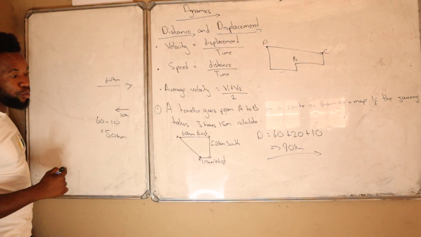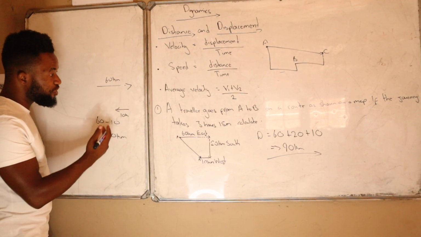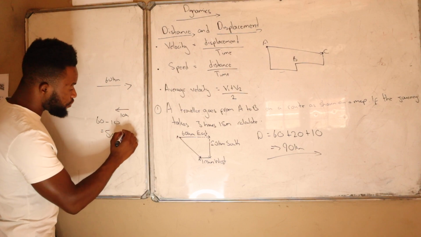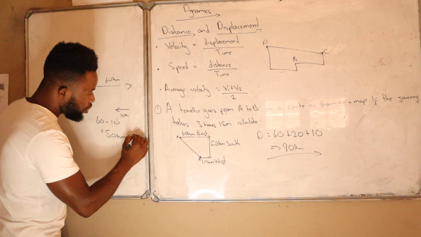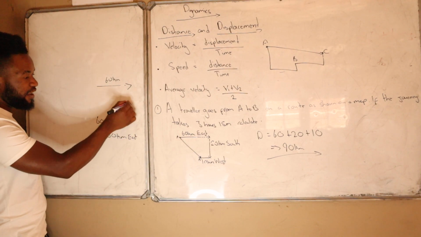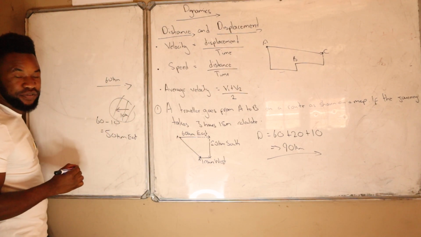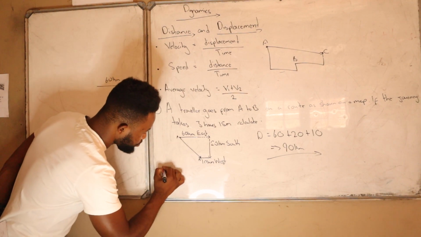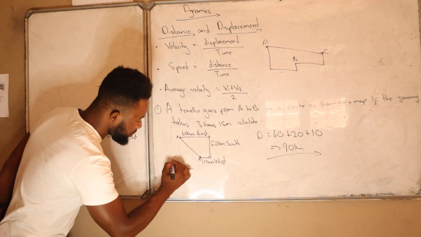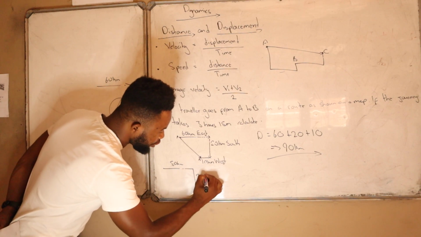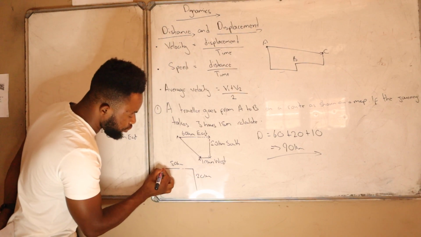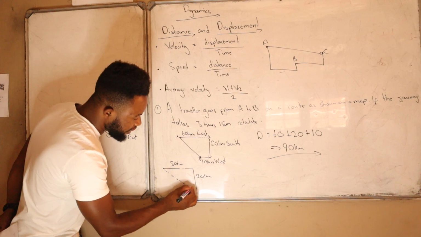And then you check the one which is bigger. In this case, the one which is bigger is my 60. So we are left with 50 kilometers going to the east. So now I'm only left with one line. I've gotten rid of this line. So now I'm having 50 kilometers going this side, and then you are having 20 kilometers going this side. And then how do you get your displacement? It's going to be this straight line.